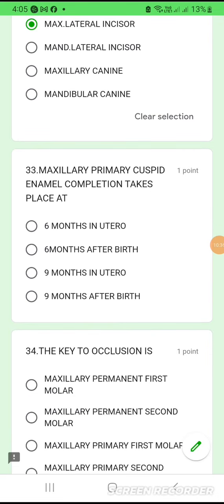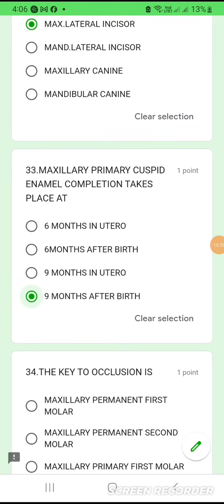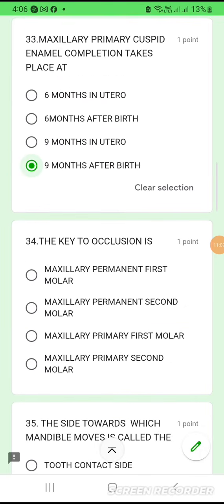Coming on to 33rd question, maxillary primary cuspid enamel completion takes place at which time duration? Maxillary primary cuspid, okay, so it is the only primary tooth in which the completion of enamel takes place after birth, the primary canine. So 9 months after birth is the option. So D, maxillary primary cuspid enamel completion takes place at 9 months after birth.